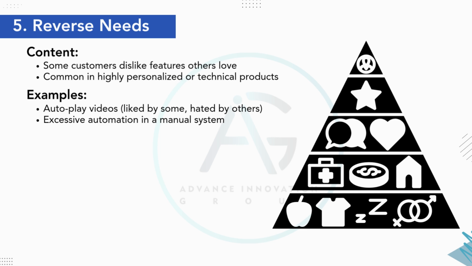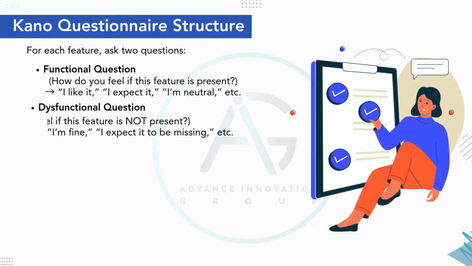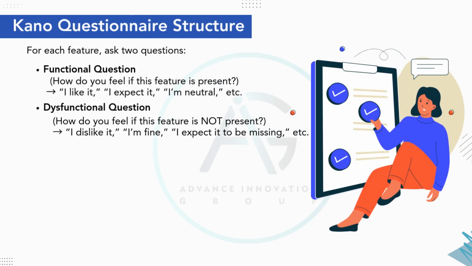Another example is excessive automation. In a traditionally manual system, too much automation may actually frustrate users who prefer control or simplicity. This type of need requires deep customer understanding because adding such features without careful analysis can alienate a portion of the market.